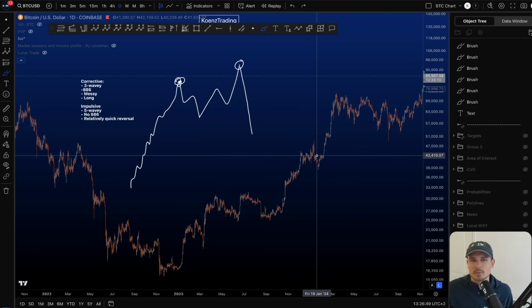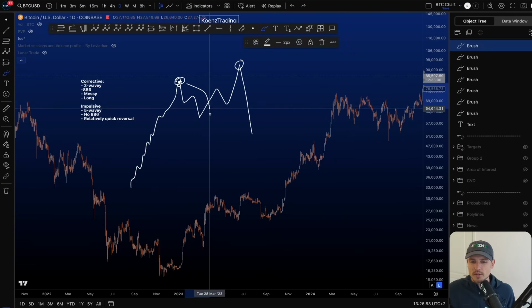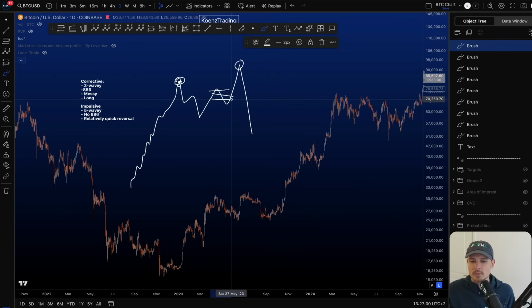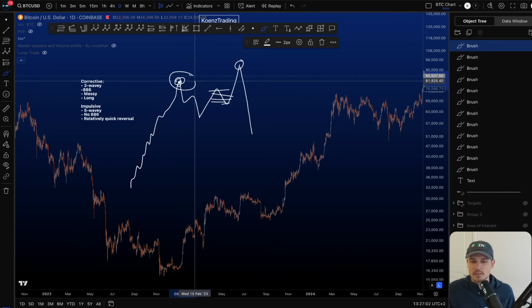Now, from a trading perspective, however, you will still do very well because you will be able to identify this as a 3-wave structure after this pivot, which means that you're going to be buying. Minimum target is going to be that high. So you will be in profit and you'll have a winning trade.